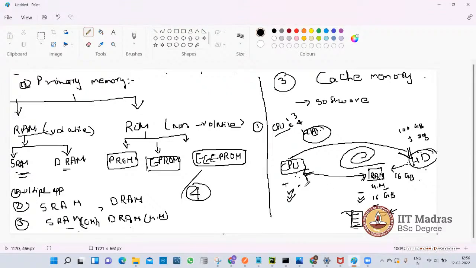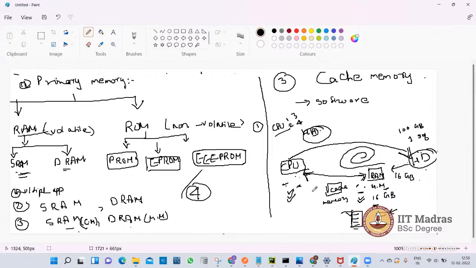The problem between the CPU and the RAM is a synchronization problem, because the speed of the CPU is very fast whereas the speed of main memory is fast, but not so fast as compared to the CPU. We are not able to match the speed of CPU and RAM here. So in between the CPU and the RAM, we put a very small amount of fast memory, which is known as the cache memory.